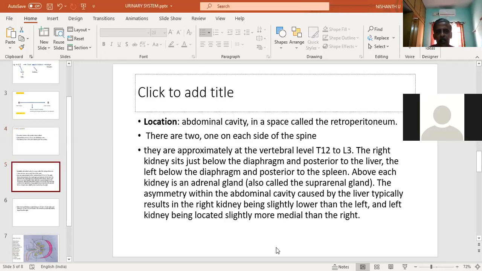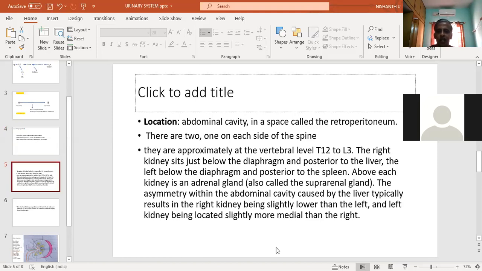Location: this is a common question they ask in the final exam, viva, and practical examination. The kidney is present in the abdominal cavity in a space called the retroperitoneum. So don't forget this one; this is a popular question. There are two kidneys, one on each side of the spinal cord, that is the spine. It is not exactly divided into two halves, because the right kidney is exactly on the right side, but the left side we cannot say is 100% left. It is more in the middle actually.